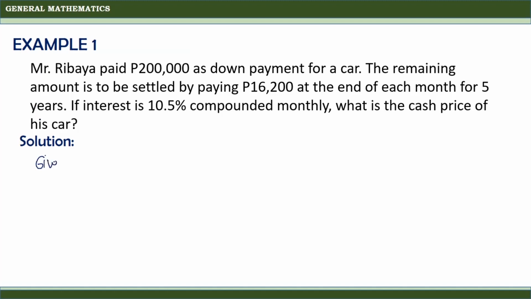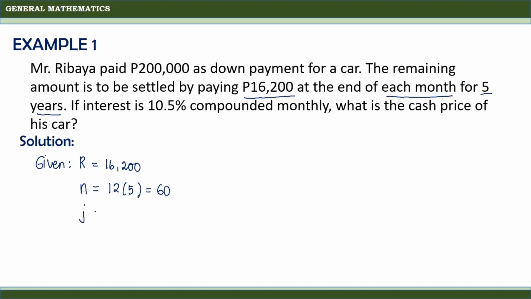Based on the problem, we have the following given. The value of R is equal to 16,200 since according to the problem, Mr. Ribaya pays 16,200 pesos at the end of each month. N, or the number of payments, is equal to 12 times 5, which is equal to 60. Because according to the problem, the payment of Mr. Ribaya is monthly within 5 years.